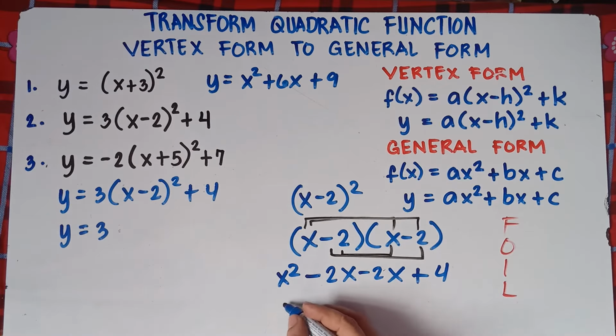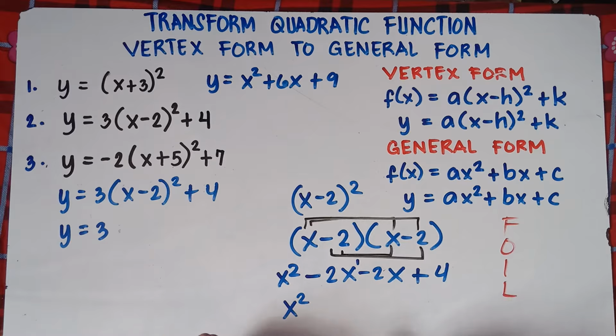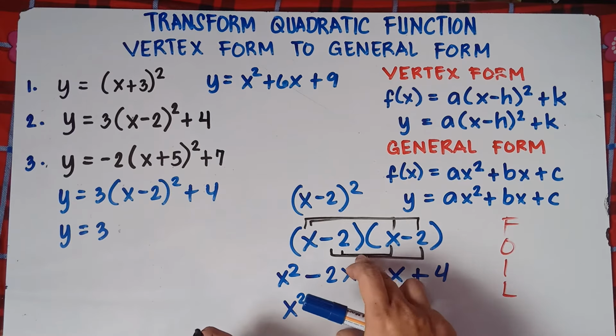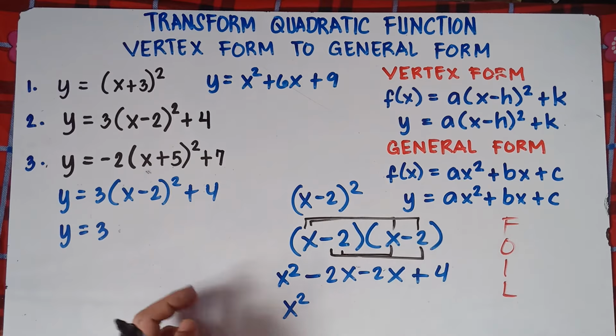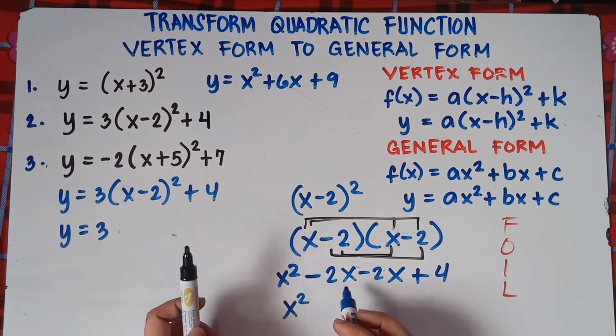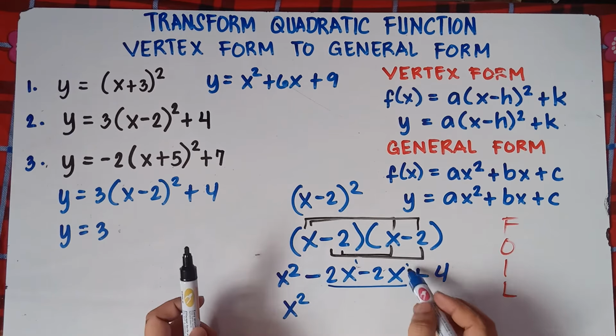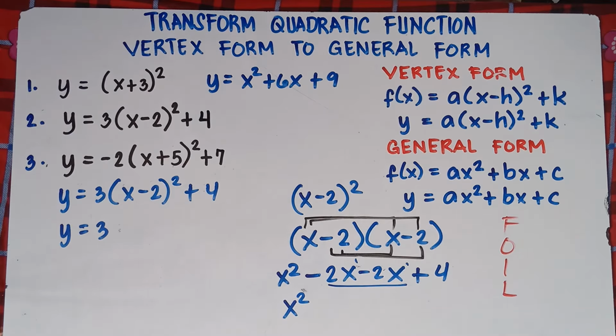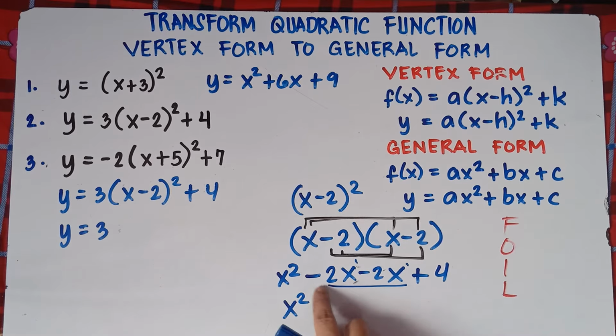So copy x squared. Once again, class, you cannot add x squared and x because the exponent of x here is just 1. It should be the same letters and same exponents for you to combine. Same literal coefficient. So we cannot add this one, so copy x squared, but we can combine this one, class. Same x, then same exponent, which is 1. So negative 2x combined with negative 2x.